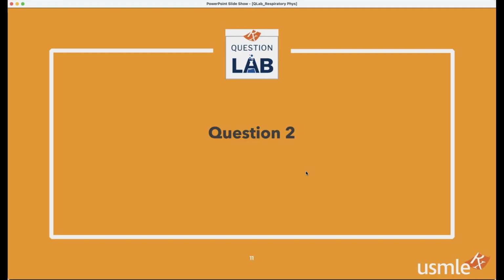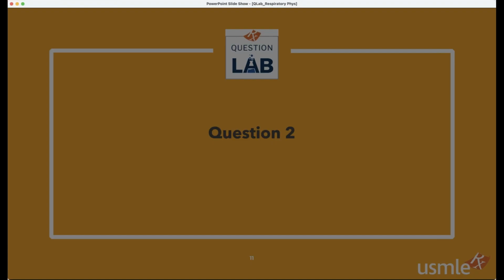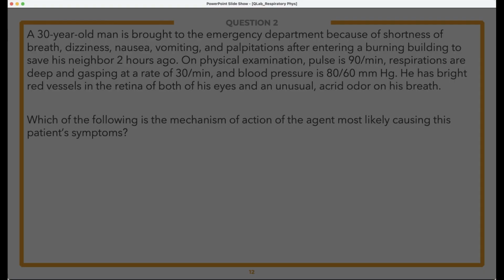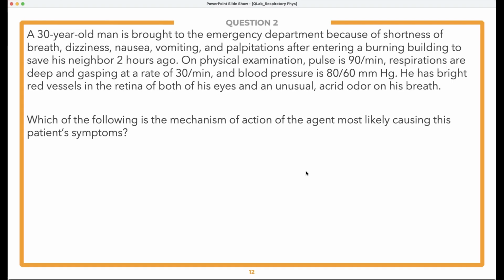Let's go ahead and start question number 2. Again, we've got all of those answer choices covered up, and we're going to start with the lead-in. Which of the following is the mechanism of action of the agent most likely causing this patient's symptoms?